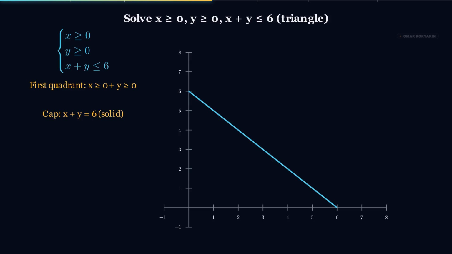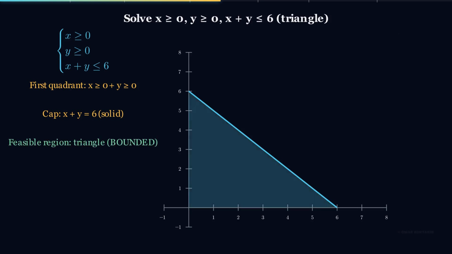Step 2. Find the intersection of the three half-planes. Inside the first quadrant from the first two constraints, capped by the line x plus y equals 6 from the third constraint, the feasible region is the triangular area with vertices at the origin, 6, 0 and 0, 6. Step 3. Identify the corner points. The three corners are the intersections of pairs of boundary lines.